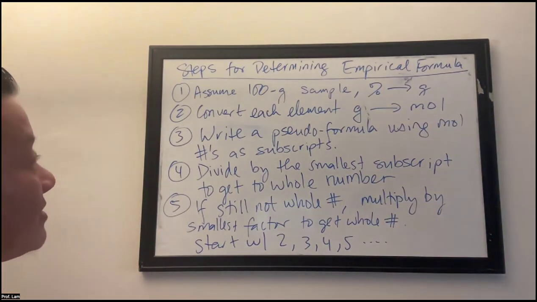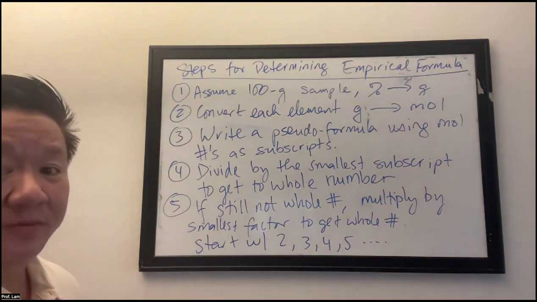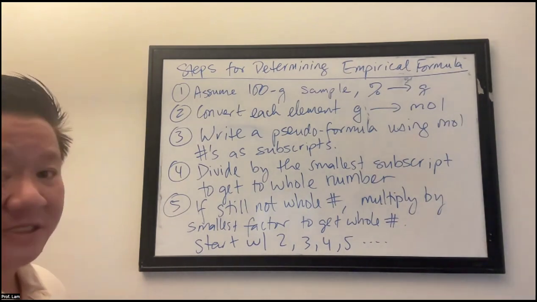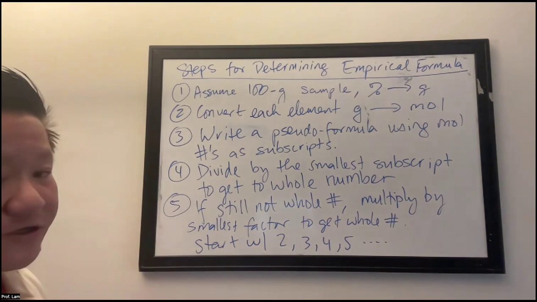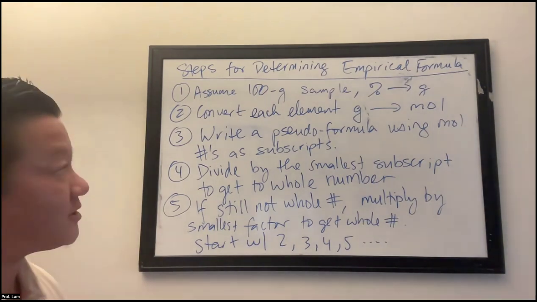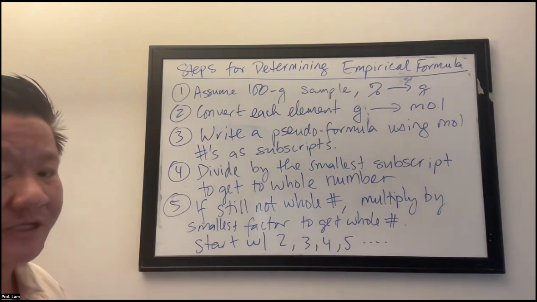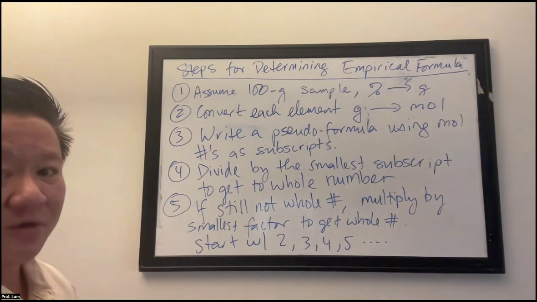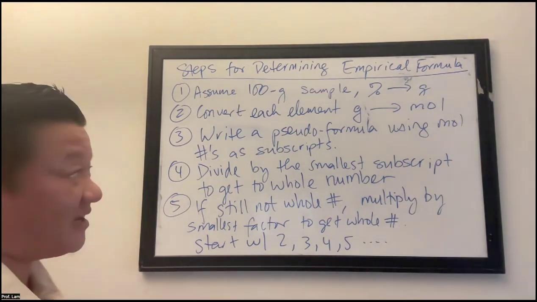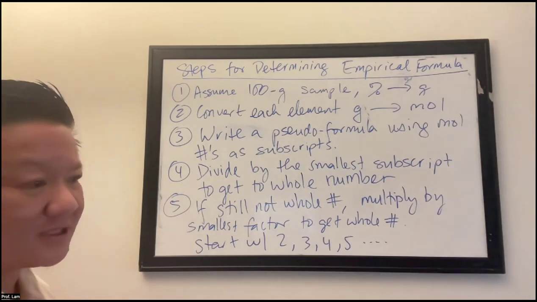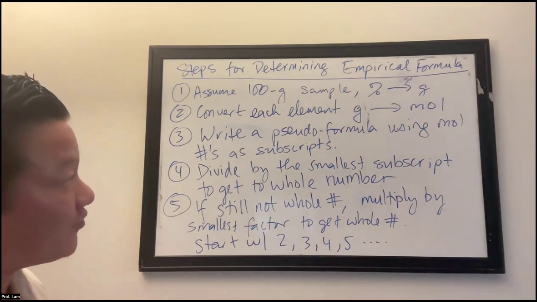So there we have it, the steps for determining the empirical formula. I'm going to read through it, and then I'm going to give you guys some examples, and we're going to work through each of these steps so you guys know exactly what each step is talking about. Step one, you're going to assume a 100-gram sample. So most of these empirical formula problems will give you a percentage of the element. Like, oh, this compound contains 64% carbon and 10% hydrogen, so on and so forth.